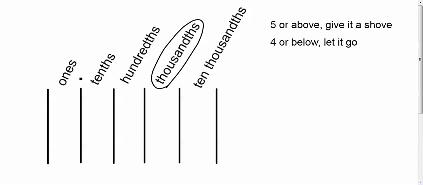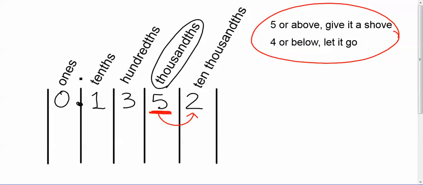So let's say we have the number 0 and 1,352 10,000ths, and we need to round it to the nearest thousandth spot. What you do is look at the spot you need to round to. In this case, we look at the 5. Then you look one behind it, to the right of the 5, which is a 2. We're going to use this saying I have over here on the right-hand side: 5 or above, give it a shove, 4 or below, let it go. So we're going to look at this number, this 2.